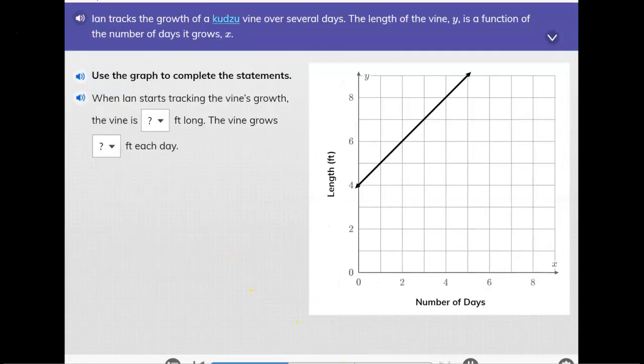All right, so we're going to use the graph to complete these statements. When Ian starts tracking the vine's growth, where is it at? It starts at 4. So this should be 4. And the vine grows how much each day? So remember, this is kind of tricky because these graphs are not perfect here, but fill these in. So if I go over 1 day, it goes up 1 foot. If I go over 1, it goes up 1 foot. So it's just 1 over 1 the entire time. And so it should grow 1 foot each day.